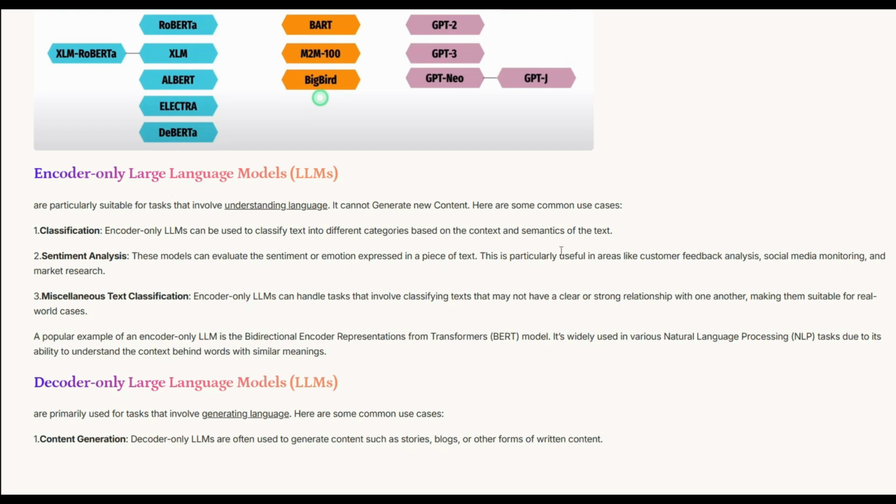A popular example of an encoder-only LLM is the Bidirectional Encoder Representations from Transformers, BERT model. It's widely used in various natural language processing, NLP tasks, due to its ability to understand the context behind words with similar meanings.